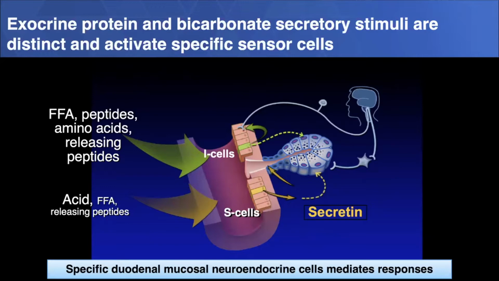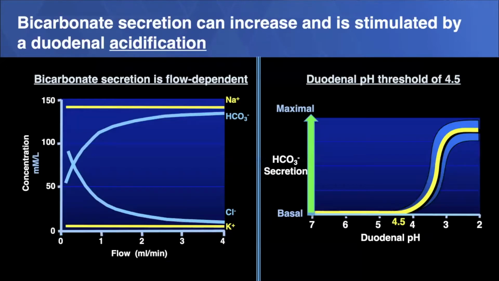Acid and free fatty acids stimulate another type of neuroendocrine cell in the duodenum called S cells. These release a hormone called secretin that also stimulates pancreatic secretion. Bicarbonate secretion is important for neutralizing acid in the small intestine. As shown on the left, as we increase the flow rate or the stimulation of the pancreas, the concentration of bicarbonate increases rather dramatically, and chloride levels fall in what's being secreted into the duodenum.